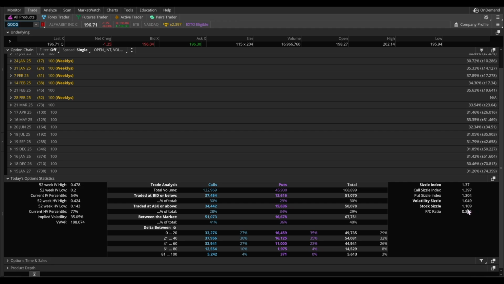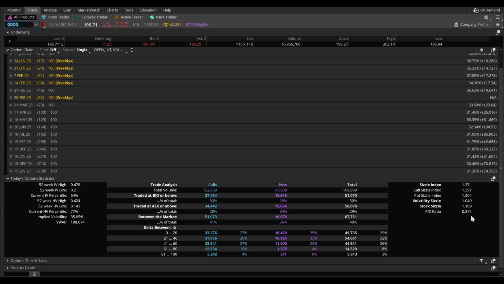And then underneath that, we see the stock sizzle. This is very similar to the volatility sizzle, but this compares a stock's current trading volume to its average volume. And a value above 1 leans towards higher than usual activity, suggesting increased interest or potential price movement as well.